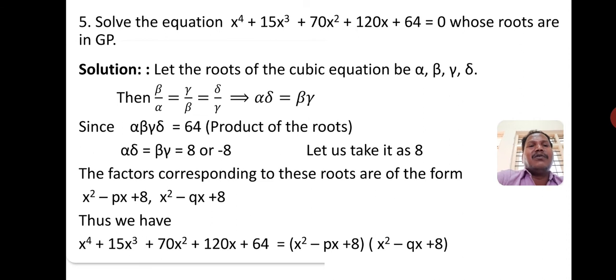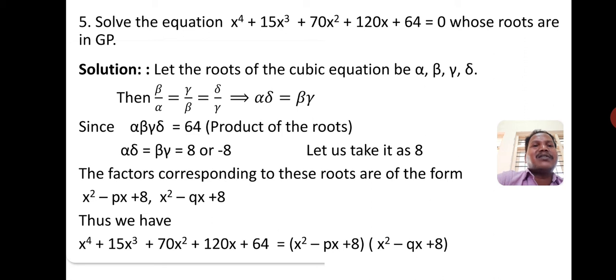Now we know that, let the roots of the biquadratic equation be alpha, beta, gamma, delta. Then, since they are in GP, alpha delta equals beta gamma. Since their product is equal to 64, we can factor: alpha delta equals beta gamma equals 8 or minus 8. Let us take it as plus 8.